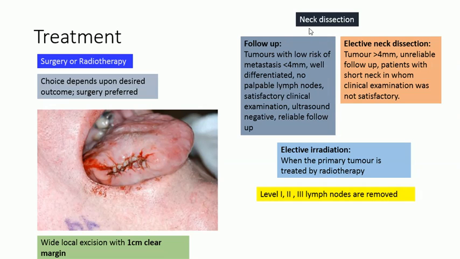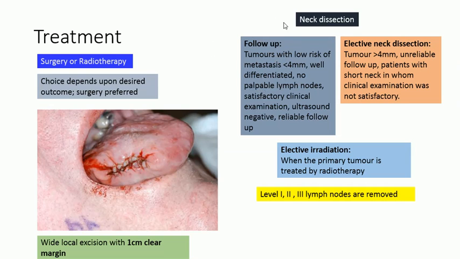So some surgeons say that we may not do it. Okay, so what are the factors which decide whether an additional neck dissection needs to be done or not? First, inside the blue box you have this follow-up plan. That means you're not doing any neck dissection, you have just done a wide local excision, and you have kept the patient for follow-up to see how the patient progresses.